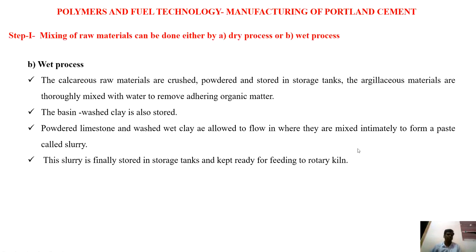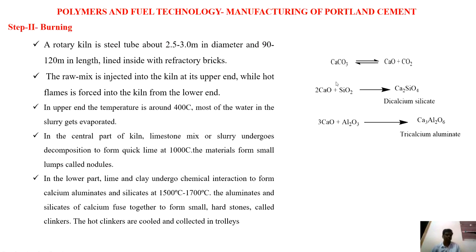Next, the wet process. In this wet process, limestone as well as clay materials are crushed first, then the limestone materials are added with wet clay, and they form a paste which is called a slurry. That slurry is stored in basins, ready to feed into the rotary kiln. So now the second step is burning.